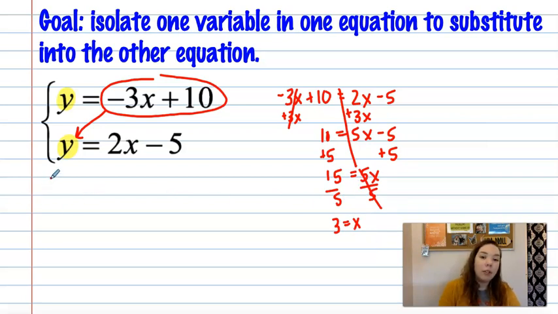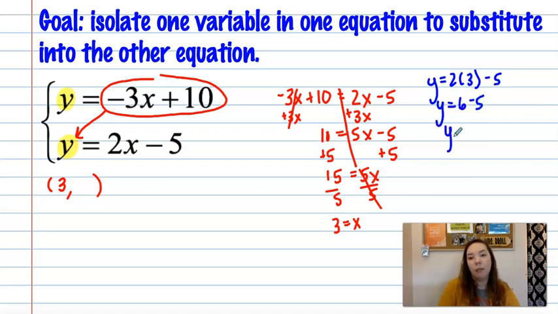Now remember, all of our solutions are in ordered pairs, so I still need to find y. To do that, I can use either equation and plug in 3 for x. So let's say I use this one, and I do y equals 2 times 3 minus 5. That gives us 6 minus 5, which is 1. If I use this one, I should also get +1. -3 times 3 is -9, plus 10 is 1. All right, so you can choose which one you want to use. They give you the same answer.